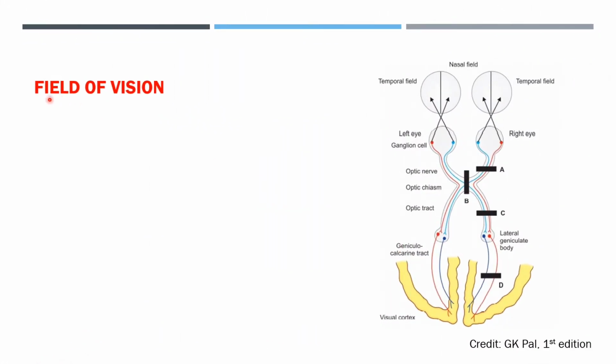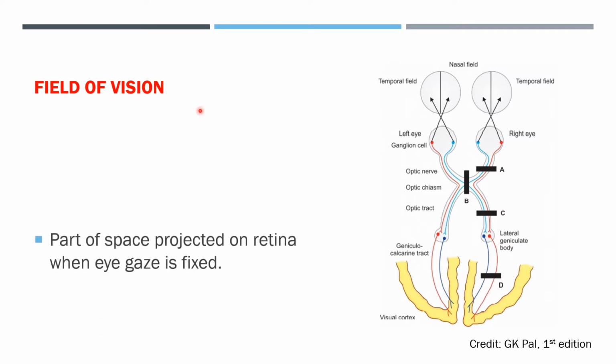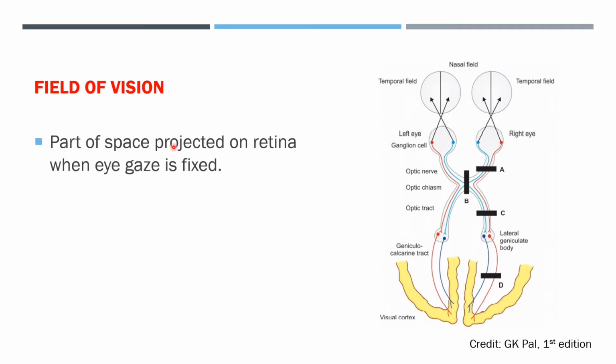So field of vision. The definition of field of vision is the part of the space projected on the retina when the eye gaze is fixed. So when the eye gaze is fixed, the amount of the space that is projected onto the retina is known as the field of vision. So field of vision is the area that a single eye can see when its movement is fixed.